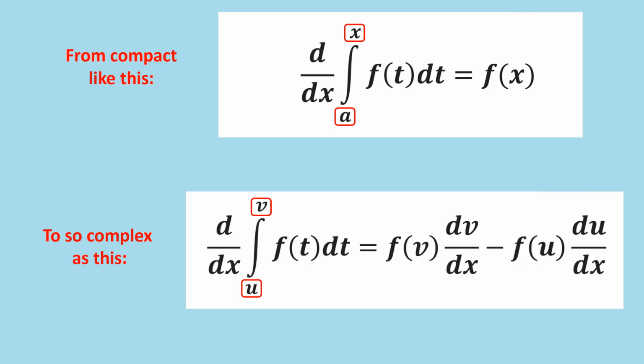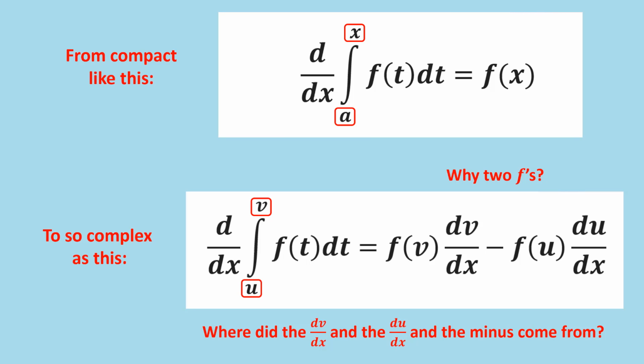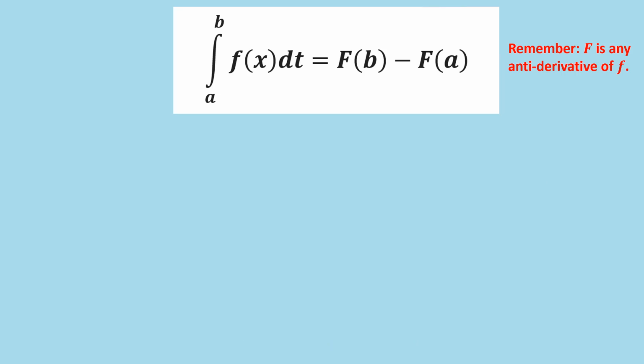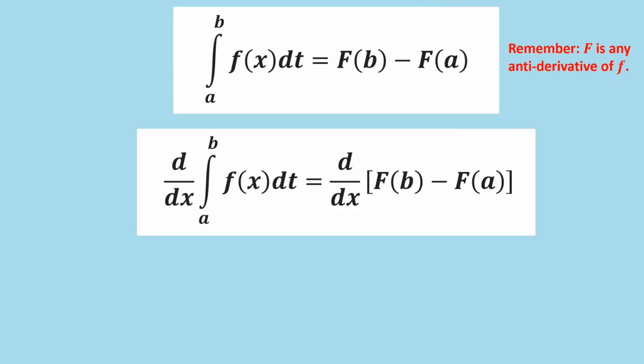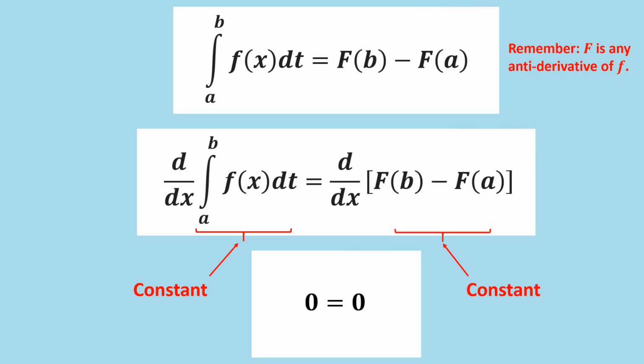Just as with other inverse operations, differentiating to undo this integral introduces a bunch of unexpected stuff. Why are there two f's? Why not just one like we had before? And where did the dv/dx and the du/dx and the minus come from? Let's start by evaluating the definite integral from a to b. Now let's apply the inverse of integration by differentiating each side with respect to x. This gives us a trivial result because we're finding the derivative of a constant, which is 0.